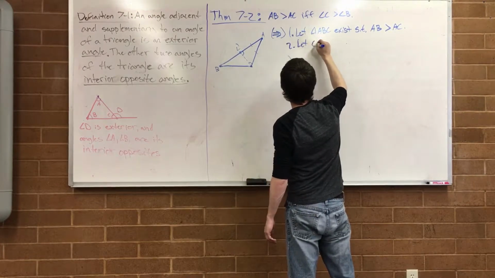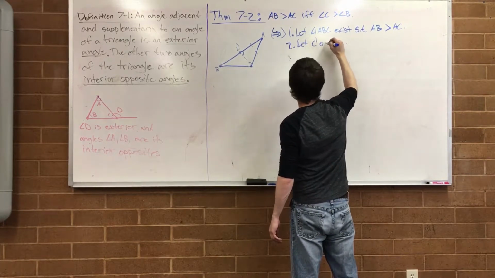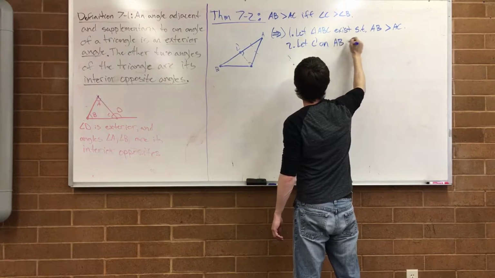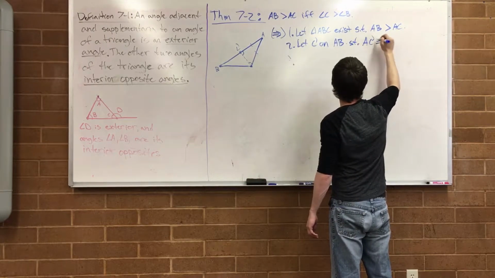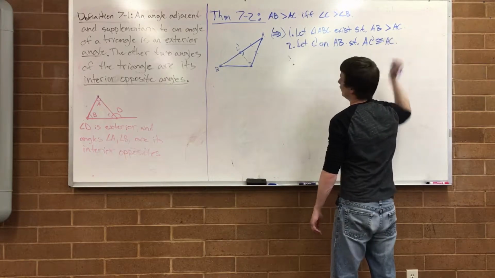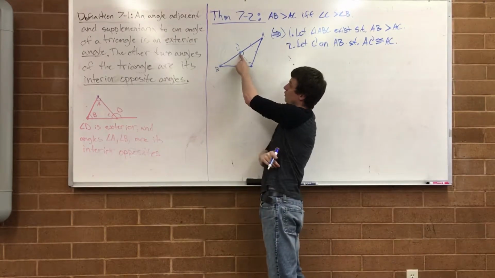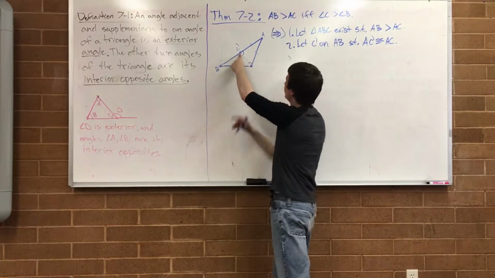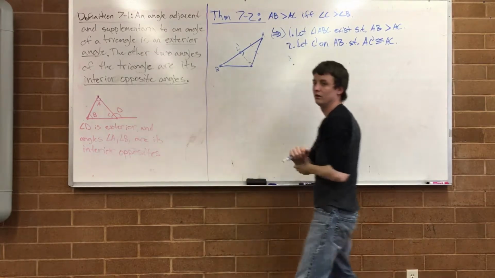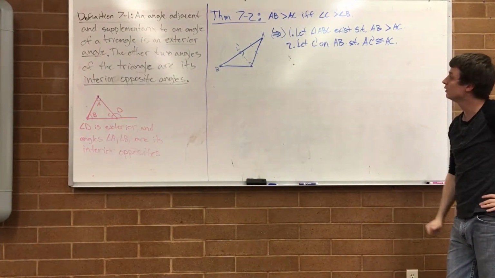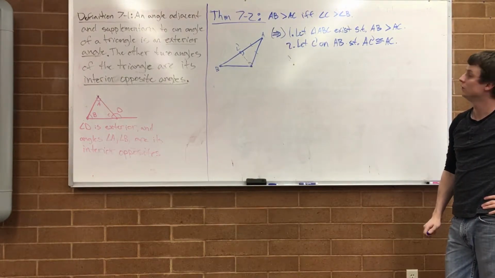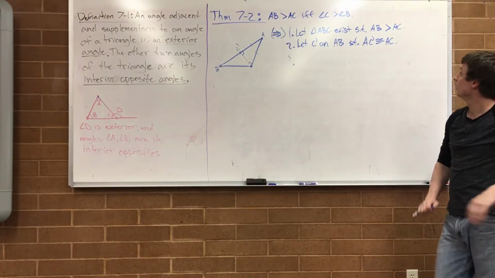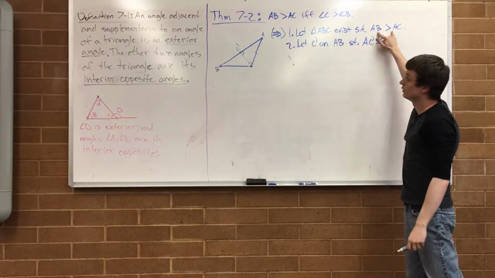Alright, so 2. Let C prime be on AB such that AC prime is congruent to AC. How do I know I can do that? How do I know that there's a C prime on this line so that this is congruent to this? It's a postulate. Sorry, I had forgotten which one it was. They're saying you can create a point on any line such that it's congruent to another segment. I get it from this.